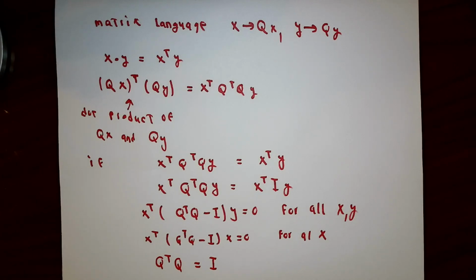That means matrix Q has an inverse, namely Q transpose, and this is what we were calling an orthogonal matrix previously. We already knew that if a matrix was orthogonal, then it preserved the dot product. Now we know the reverse also. If one of these matrix transformations preserves the dot product, then it has to be one of those orthogonal matrices.